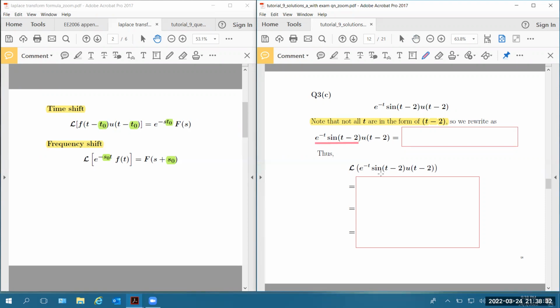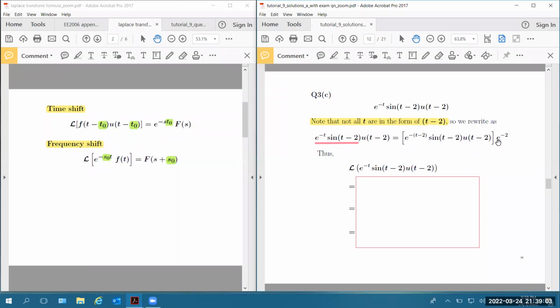But you cannot just simply call it f(t minus 2), because currently it is not. Although this is a sine t minus 2, here this is e to the power minus t. There's no t minus 2 here. So you cannot just call the whole thing a function of t minus 2. You have to rewrite. So let's go and rewrite. This is the way you rewrite. This is actually the final result.